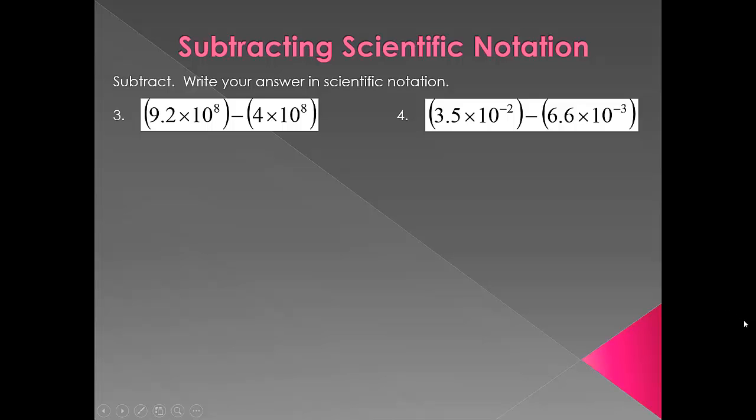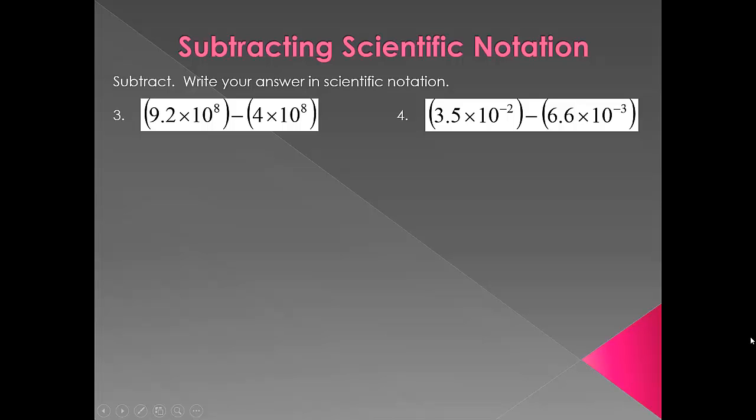Next, I'm going to look at a couple of examples for subtracting scientific notation. I'm going to subtract, and then I want to write my answer in scientific notation. So for number 3, I have the quantity 9 2/10 times 10 to the 8th power minus the quantity 4 times 10 to the 8th power.